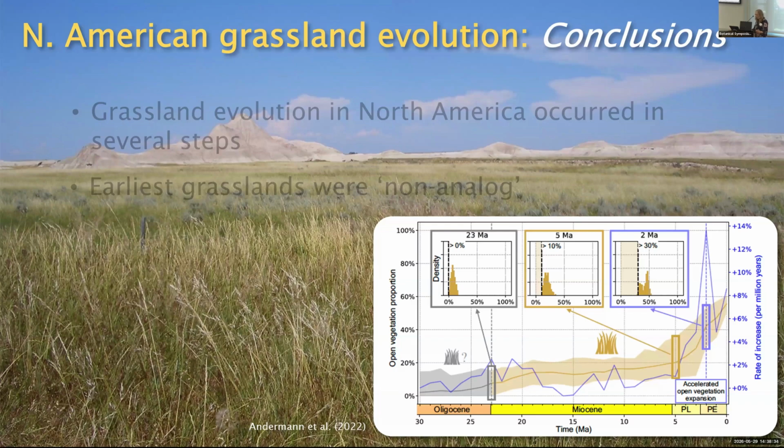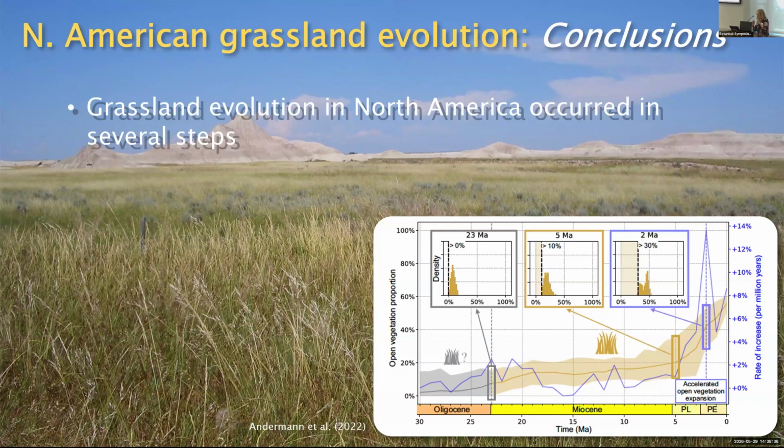So in conclusion, grassland evolution in North America occurred in several steps. First, we see the expansion of these C3 dominated grassy habitats, mosaic. That's in the Miocene there, the yellow. And then we later see the expansion of C4 grasslands and a much more open habitats after 7 million years or so, and even more so after 5.